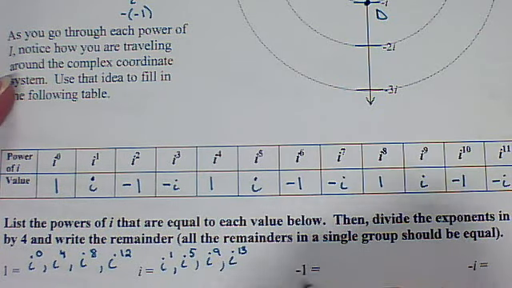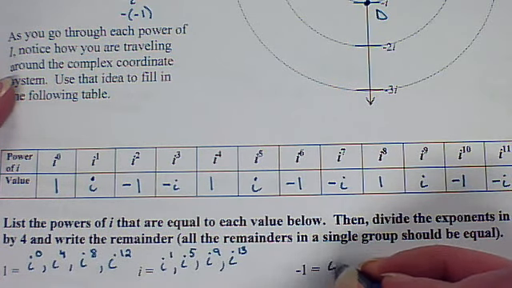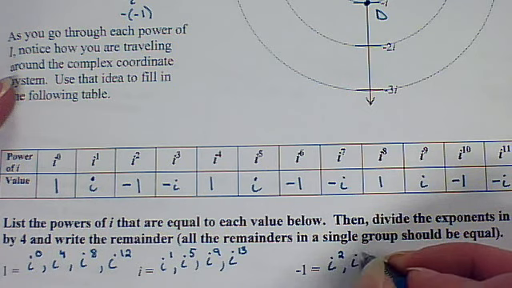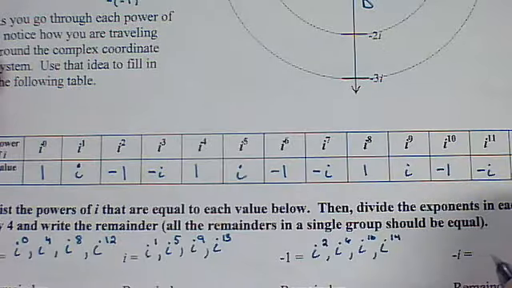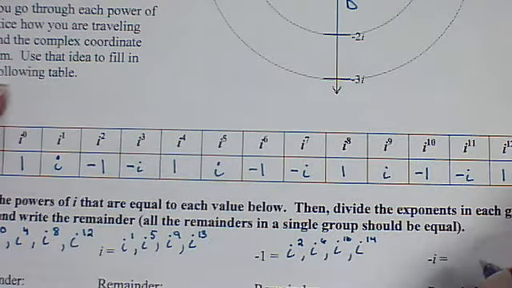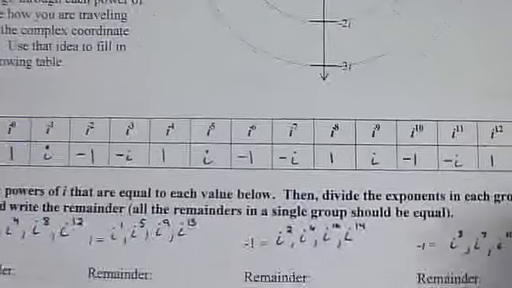Two spaces from a multiple of 4: i squared, i to the 6th, i to the 10th, i to the 14th. Three places removed: i cubed, i to the 7th, i to the 11th, and so forth.